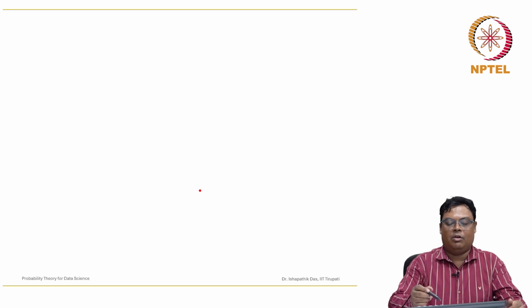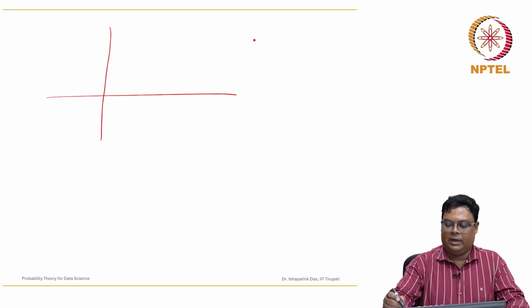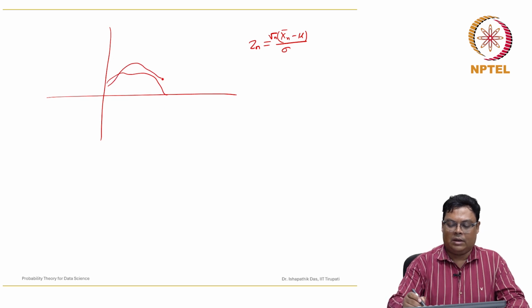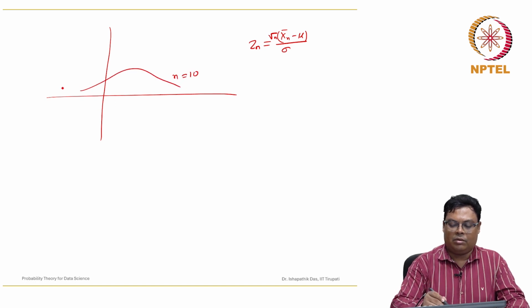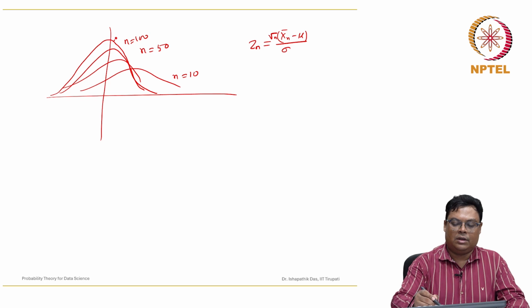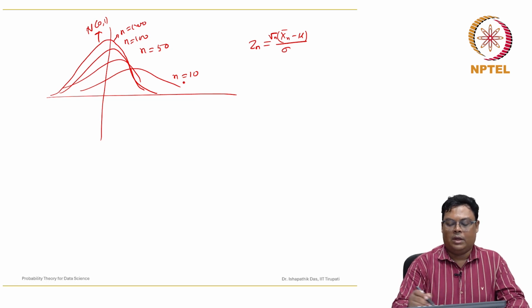If you graphically represent that, suppose you take this transformation Zn, which is nothing but (Xn bar minus mu) by (sigma by root n). When n is small, it looks like maybe this. Now let us say n is equal to 10, suppose 50, now n is equal to 100. Whenever n is very large, suppose n is equal to 1000, this is nothing but close to the standard normal variate. So, this is the theorem.